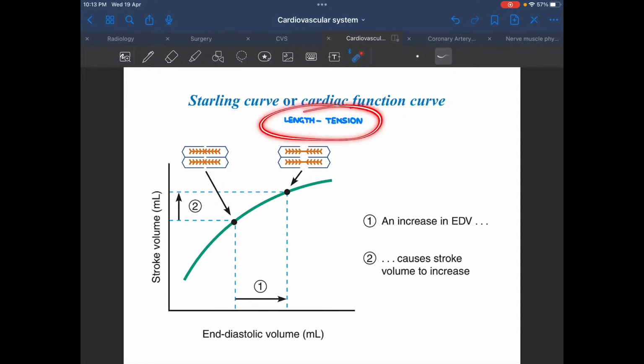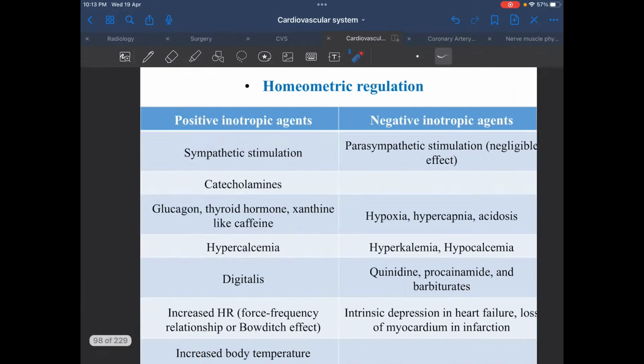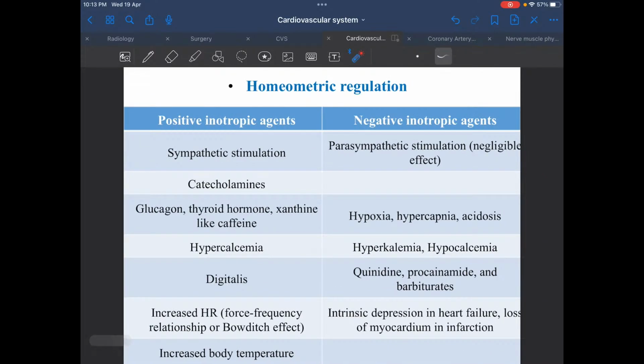And here was an MCQ actually: your Starling curve or your cardiac function curve, what does it basically represent? It's mainly a length tension curve. Don't forget this. Okay? It's not a length pressure curve. It's a length tension curve. Okay? So just see that as our end diastolic volume is increasing, our stroke volume is also increasing because the contractility is further enhanced. Okay? Right. This was heterometric regulation.